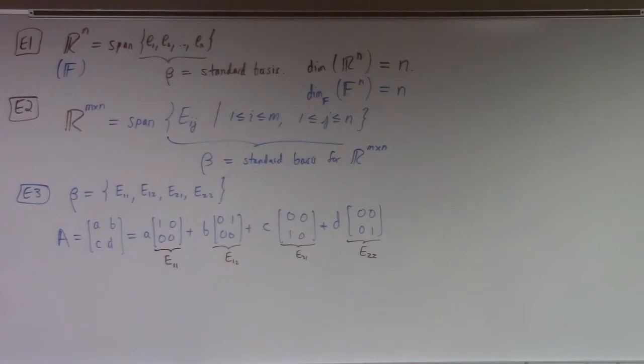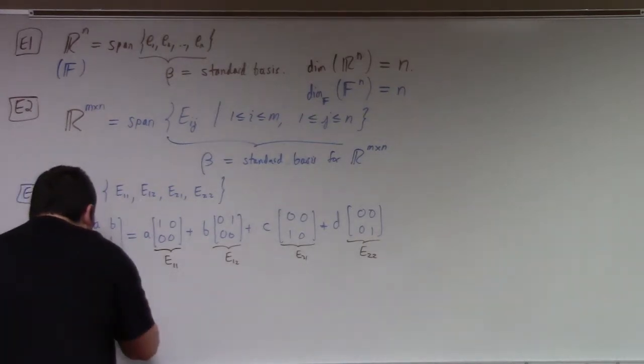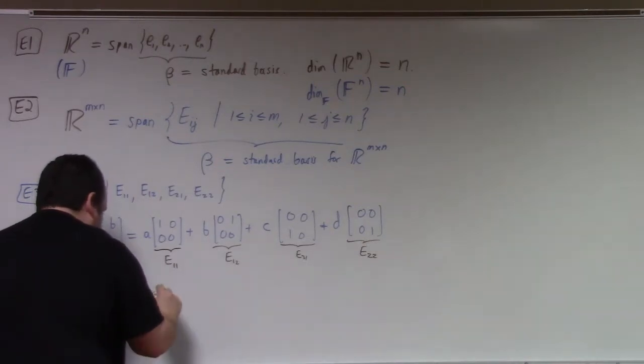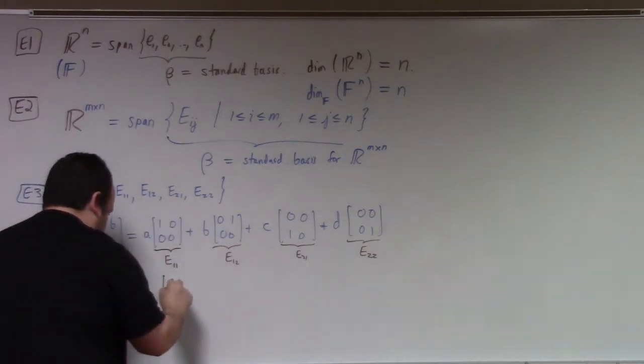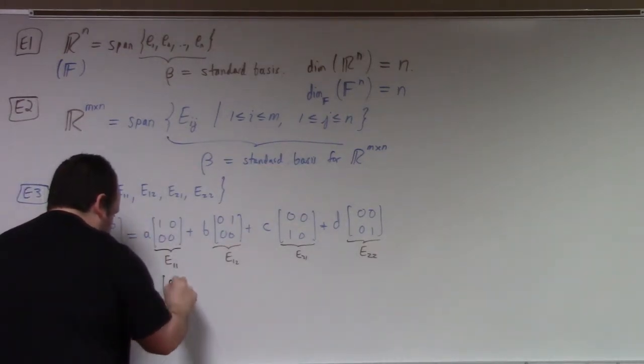So what does this linear combination show? This shows me the coordinate vector of A with respect to this beta basis is what? What's A sub beta equal to? It's a column vector, actually. It's a, b, c, d. There you go.